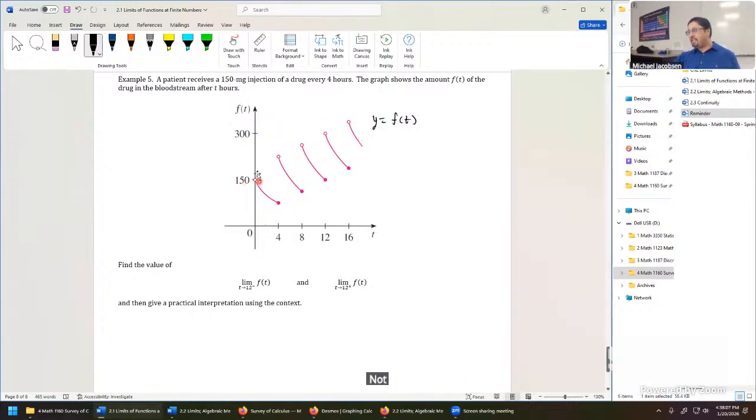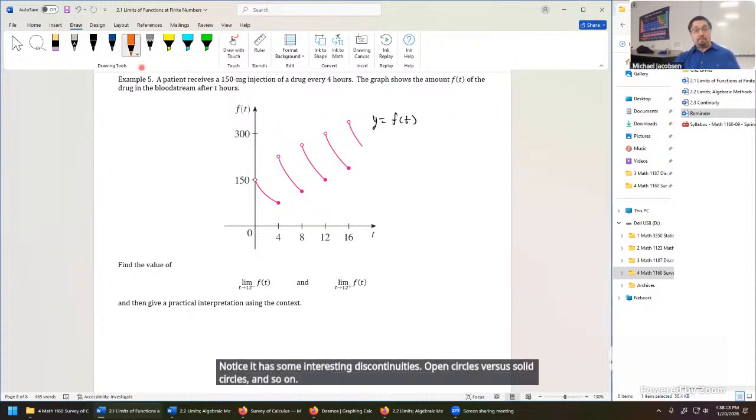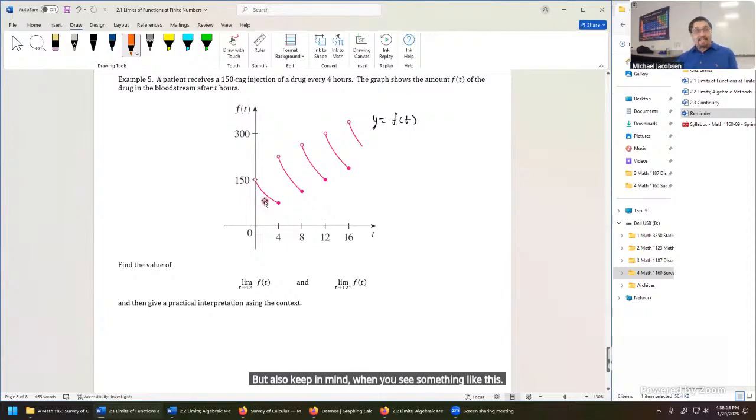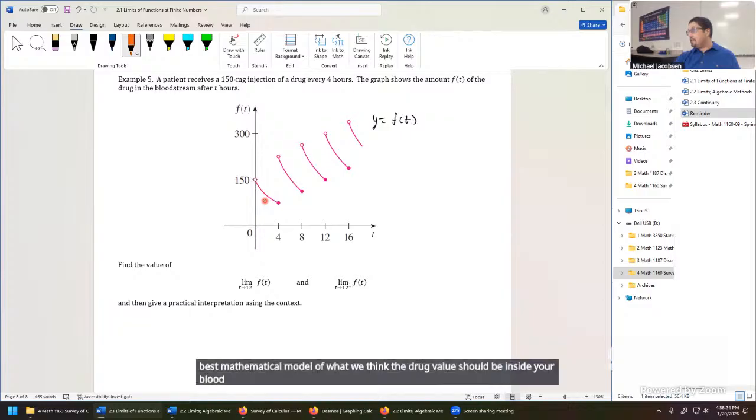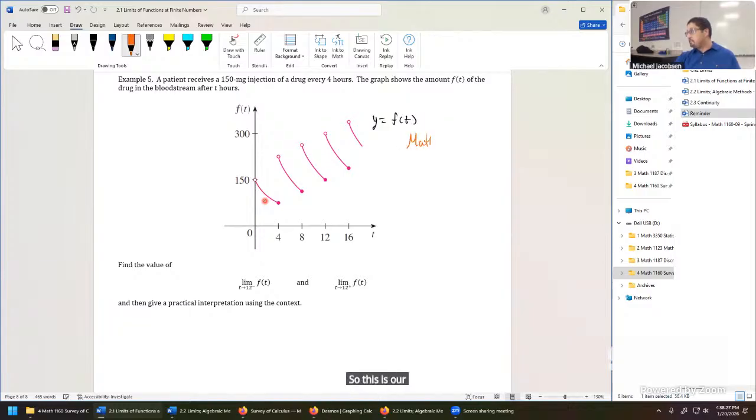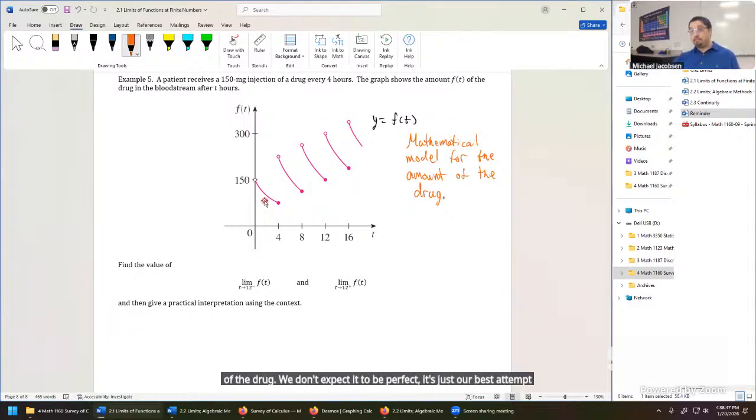Notice it has some interesting discontinuities, open circles versus solid circles and so on. But also keep in mind when you see something like this, it isn't exactly what's going to go on in the bloodstream. This is just our best mathematical model of what we think the drug value should be inside your bloodstream. We don't expect it to be perfect. It's just our best attempt to model that drug in the bloodstream.